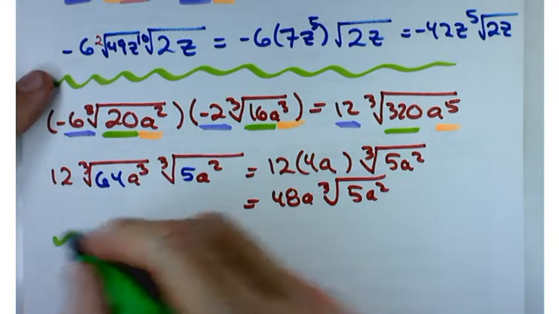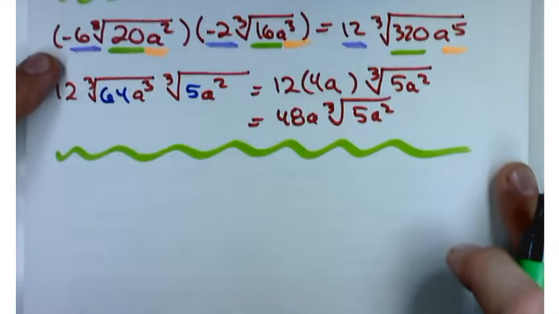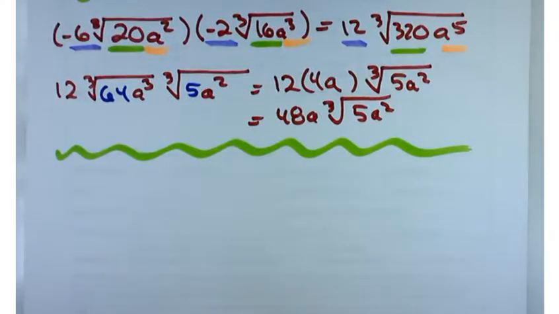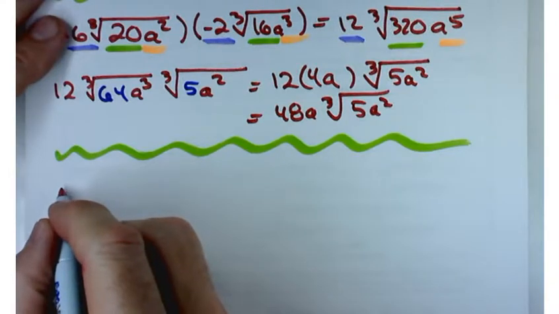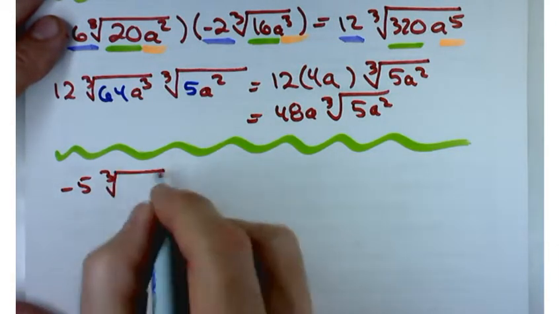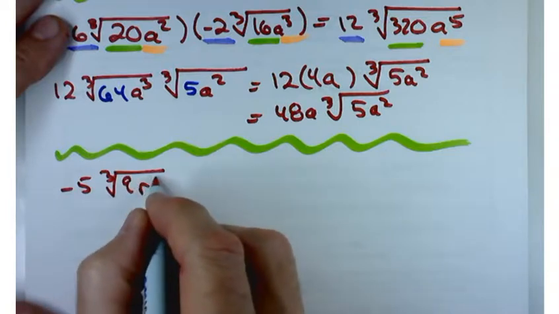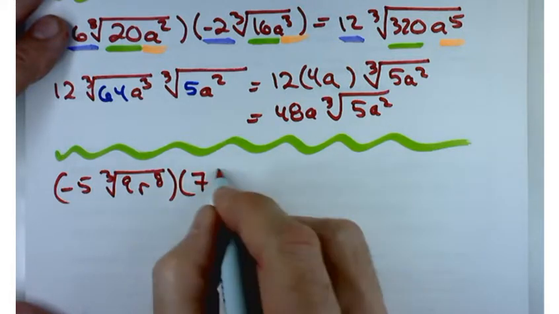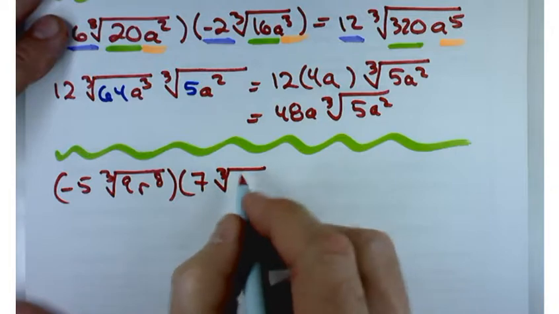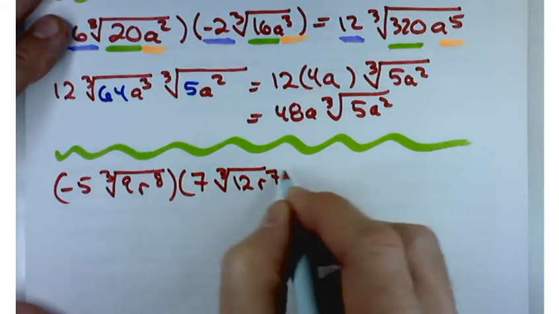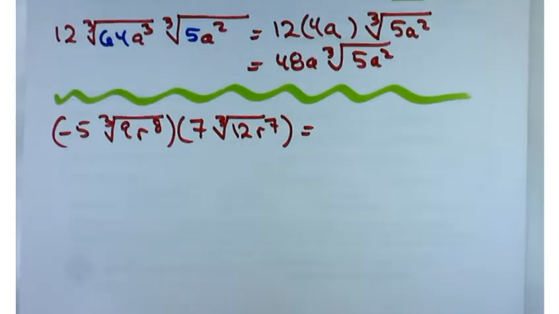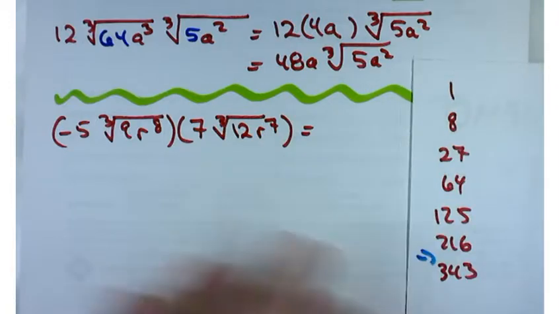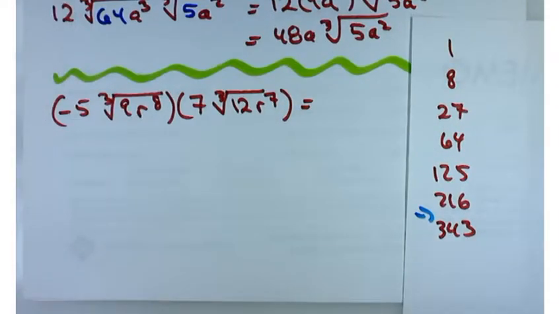Your turn for 1. And it's going to look like this. Negative 5 times the cube root of 9r to the 8th times 7 times the cube root of 12r to the 7th. And I'll put this up here as well. So that's your list of perfect cubes. And I'll also put something else up.